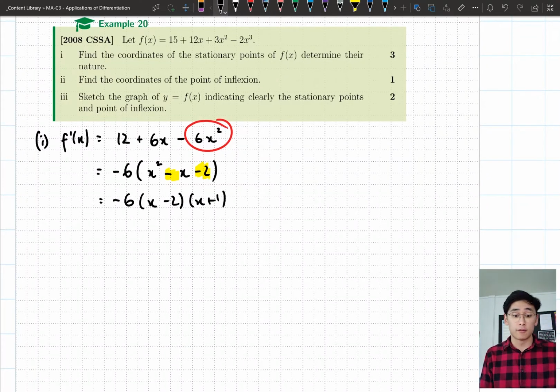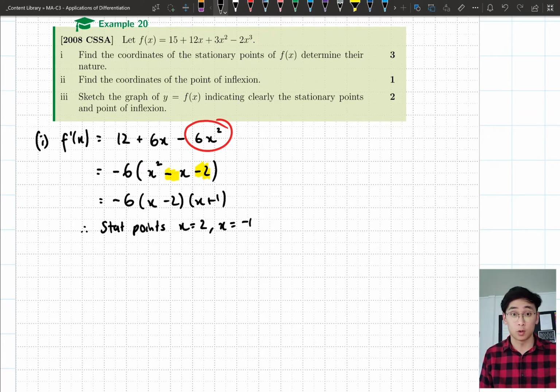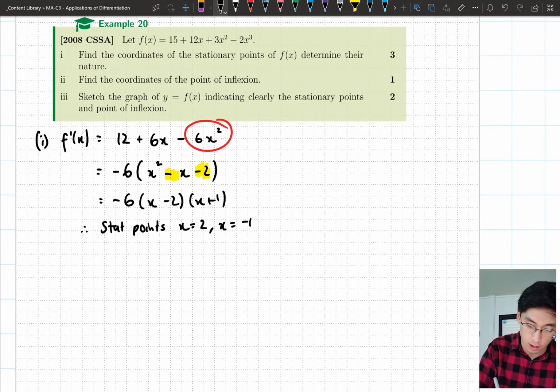Okay, cool. From here, what are my stationary points? Well, I can just solve this by looking at each of the factors. So therefore, my stationary points are where x is equal to 2, x is equal to minus 1. Okay, cool. Now that I've got that, I want to actually figure out the coordinates. So how do I find the coordinates? Coordinates require an x value and a y value. So I need to sub these stationary points, these x values, back into the original function. So here I'm going to do that. So f of 2 and f of minus 1.